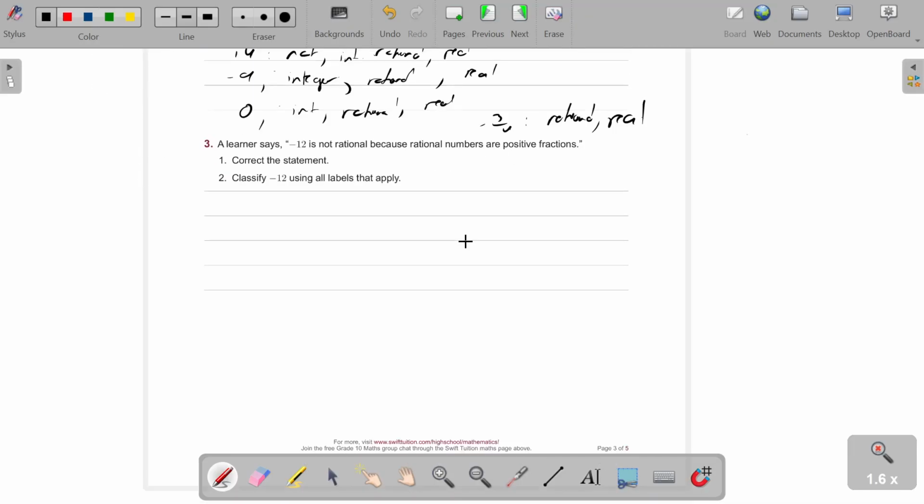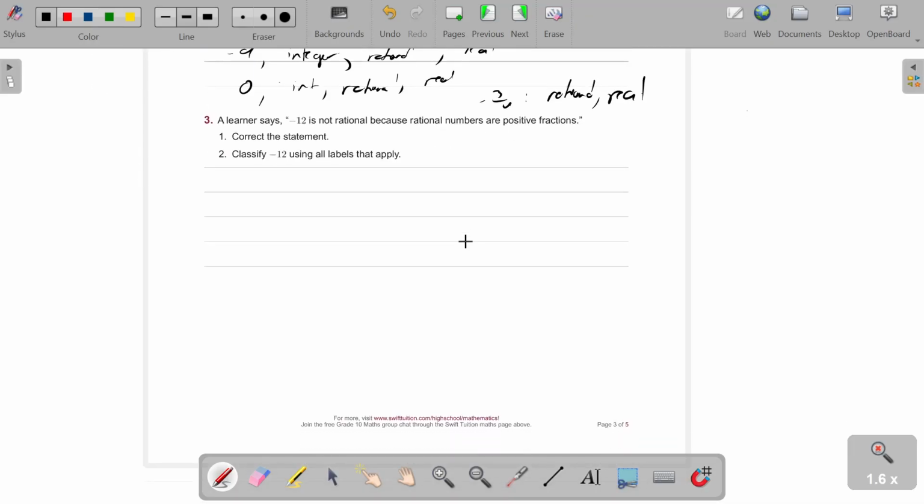Okay, so now we're going to look at this specific question. It requires you to think a little bit more about what it means for something to be a rational number. So a learner says -12 is not rational because rational numbers are positive fractions. All right. So what should you notice first? The first thing is that rational numbers do not have to be positive.